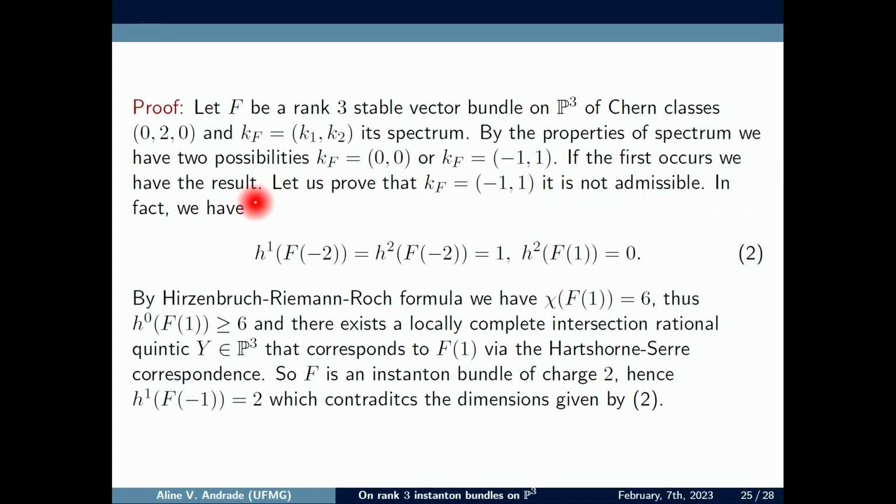So in fact, when you try to compute the dimensions of these cohomology groups, we have that this guy and this guy are equal to 1, and this guy is equal to 0. By the Hirzebruch-Riemann-Roch formula, we have that the Euler characteristic of this guy is 6. So this dimension must be greater than or equal to 6. And there is a locally complete intersection rational quintic in P3 that corresponds to this guy by the Hartshorne-Serre correspondence. So F is an instanton bundle of charge 2, hence this must happen, which contradicts this over here. So this spectrum cannot happen, so our rank 3 stable vector bundle is in fact an instanton bundle.